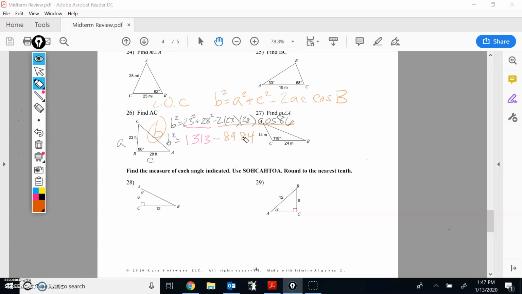89.84. So now I'm going to do b squared equals 1313 minus 89.84, which is about 1223.16, but that's not the answer because we have to find out what b equals. So we do the square root of that answer, and we get about 34.9.